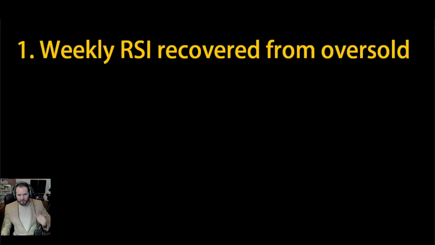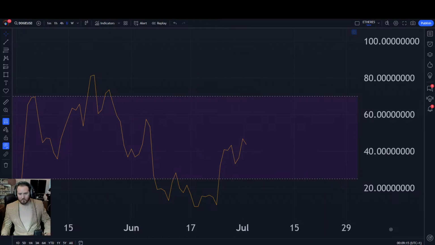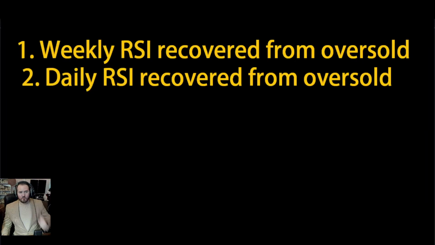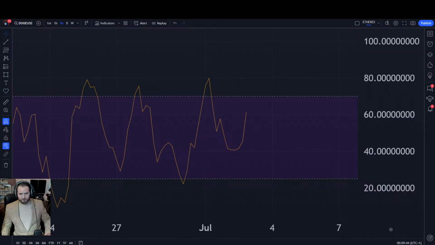Is it daily at least oversold? Let's check it out. The daily RSI. Yes, daily recovered from being oversold. Let's add that on there. All right. 2. Daily RSI recovered from oversold. It's not completely oversold, so we won't get the best price, but it did recover. So check. Add that on there. All right. Let's check the 4-hour. 4 hours not completely overbought, but it is halfway. So it is going to be a riskier trade.